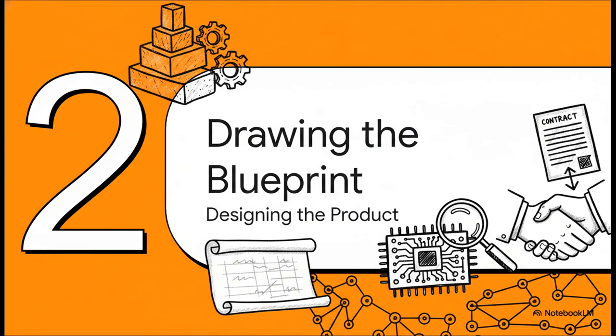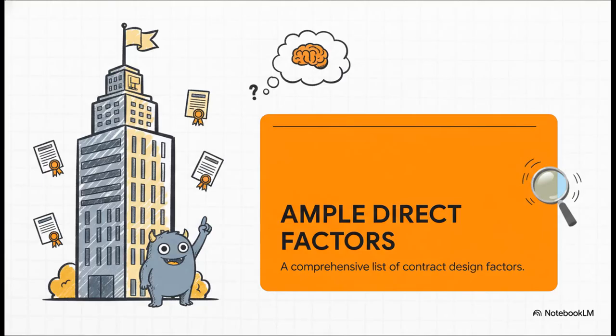All right, so once you've cleared all that static from your data, you've got a really solid foundation to build on. And what are we building? The product itself. So let's move from the theory to the practice, from the data to the design of the contract. Okay, I'm not gonna lie, this next one is a monster. AMPLE DIRECT FACTORS is basically the skyscraper of acronyms. It covers pretty much everything you could possibly need to think about when you're designing a contract.